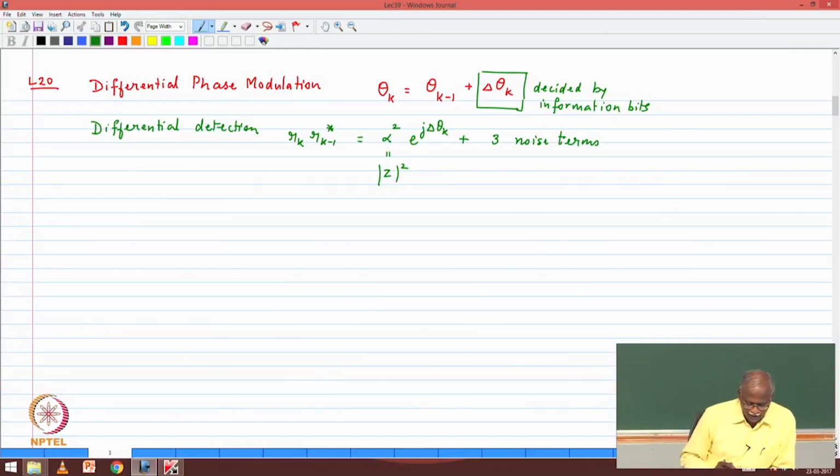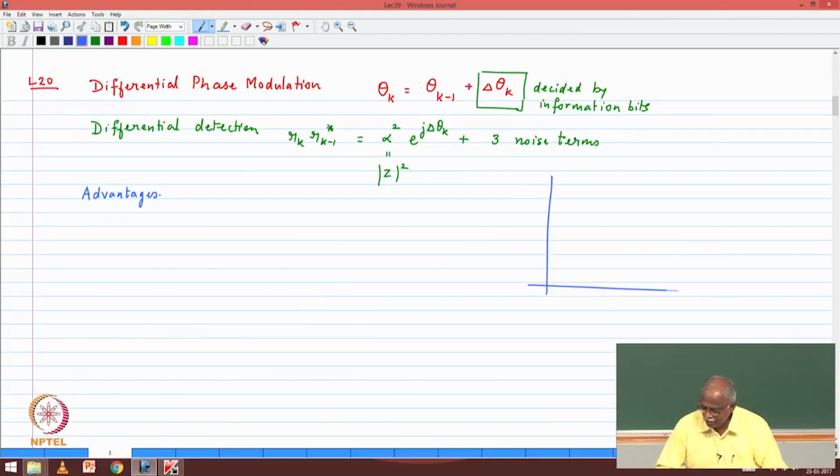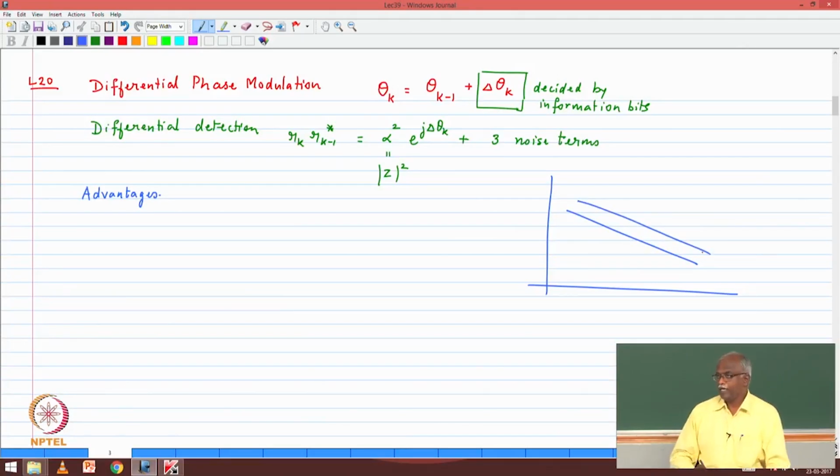Again, we wouldn't worry too much about the noise terms, because their presence is known, and there is a penalty that we are paying when we do differential detection. But the good news is that you don't need to do channel tracking or channel estimation. We also discussed briefly the advantages and disadvantages of coherent versus non-coherent. The understanding is that coherent detection will do better than differential detection in a fading channel.